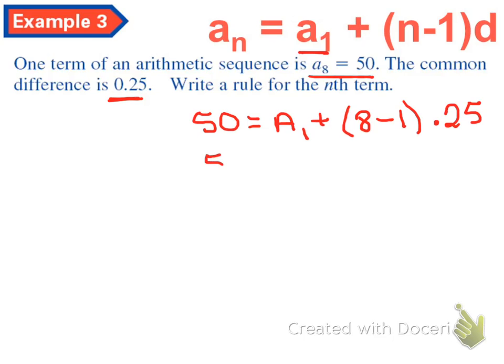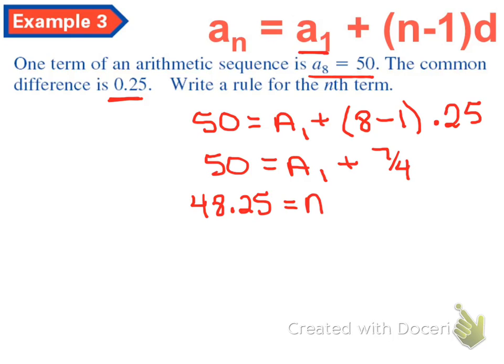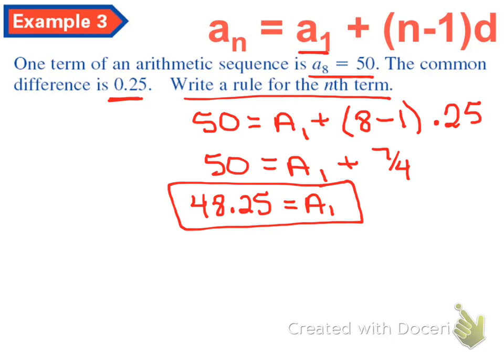So you would end up with 50 is equal to the first term plus 7/4. Subtract that 7/4 from both sides, you would end up with 48 1/4, or 48.25 is equal to your first term. Now that we know what the first term is, we can come back and we can write the rule for any term like they've asked us to.